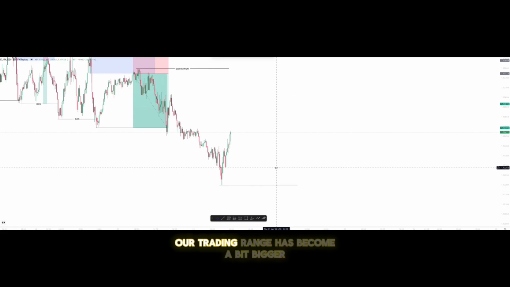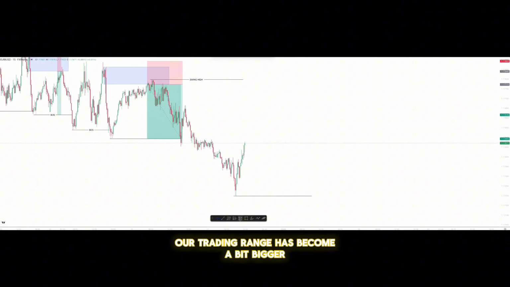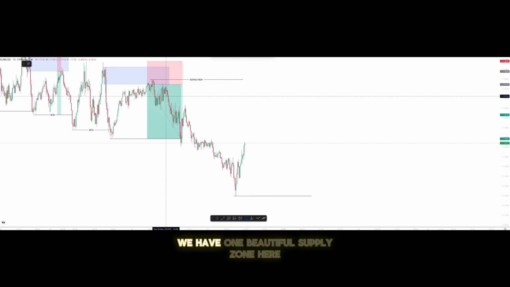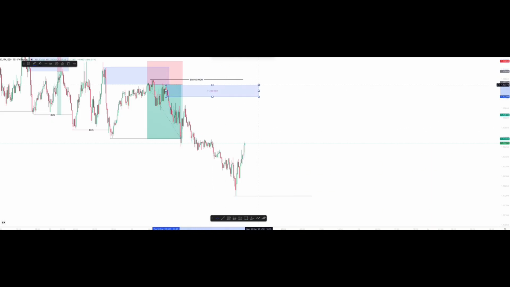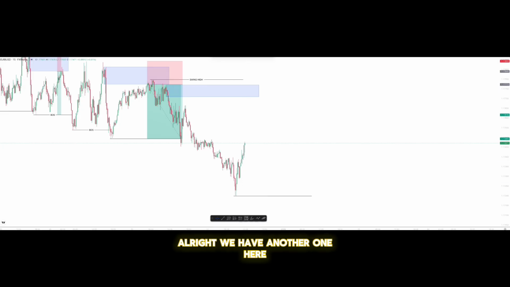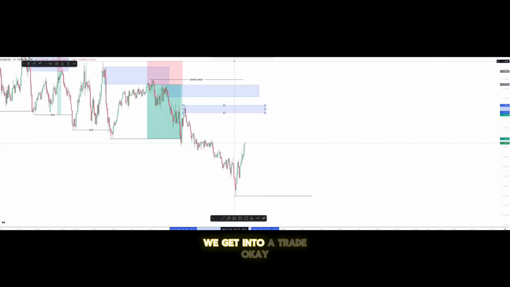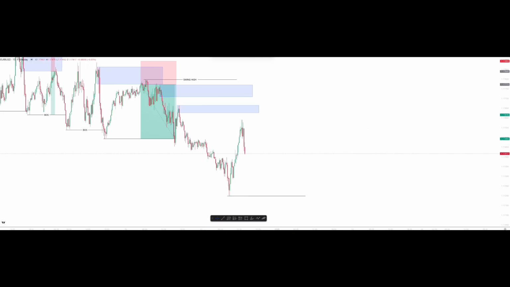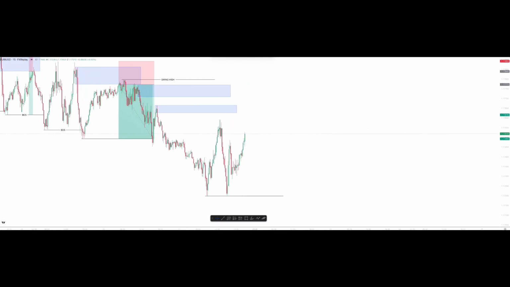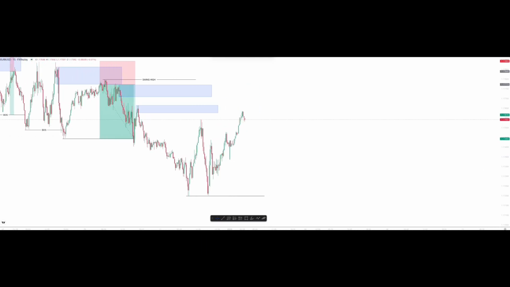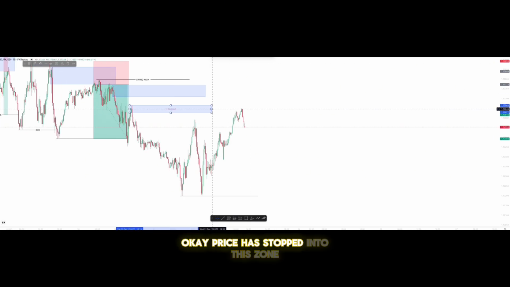Now if you notice, our trading range has become a bit bigger. So let's mark out our supply zone. We have one beautiful supply zone here. There's one here. We have another one here. So whichever zone price reacts from, we get into a trade. Okay. Price has tapped into this zone.